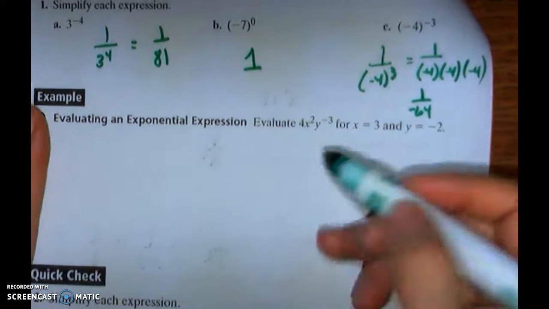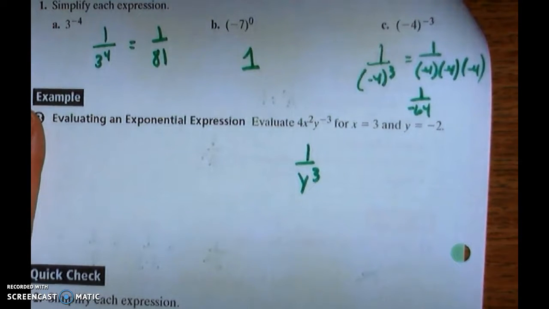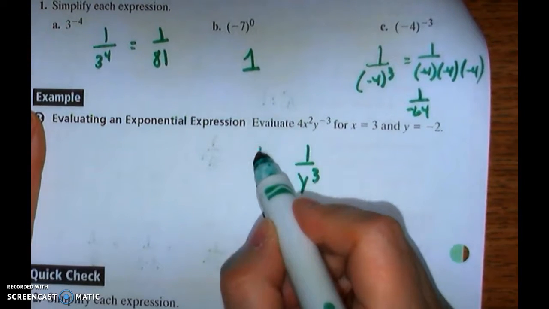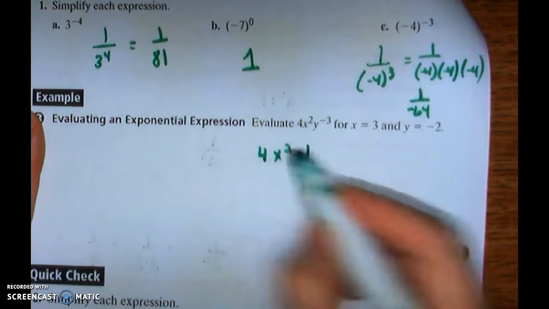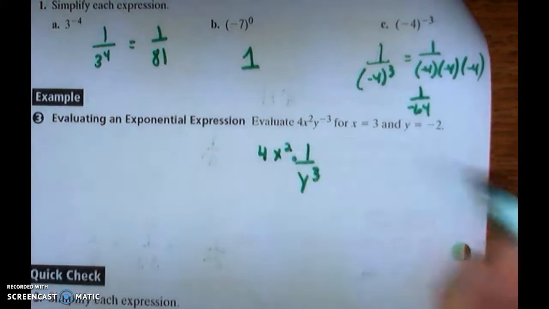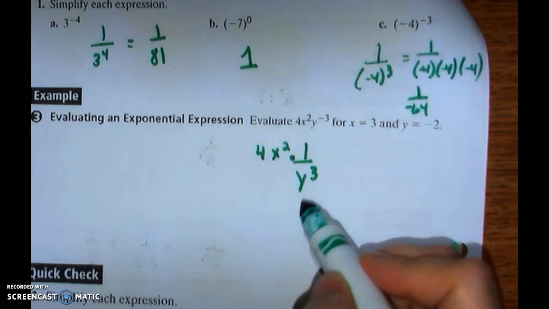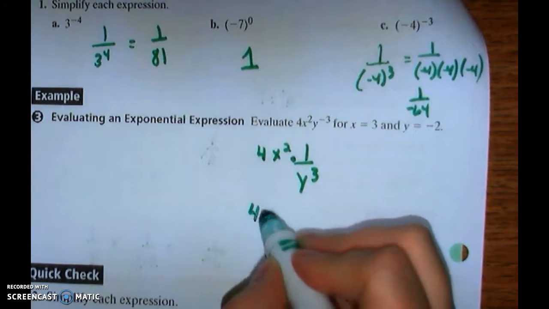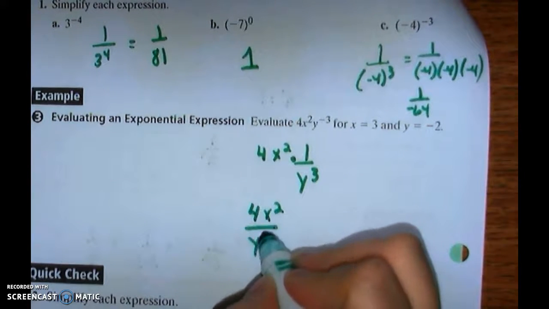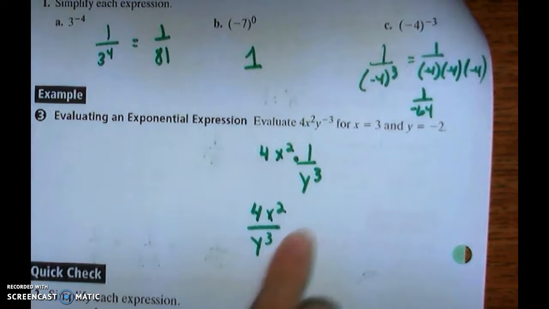That becomes 1 over y to the 3rd. Everything else stays in the numerator because only y is taken to the negative 3rd power. Remember what is directly in front of it. Okay? So we have 4x squared times 1 over y to the 3rd. We can simplify that to 4x squared over y to the 3rd. Okay? The y to the 3rd is in the denominator. We've got 4x squared over y to the 3rd.